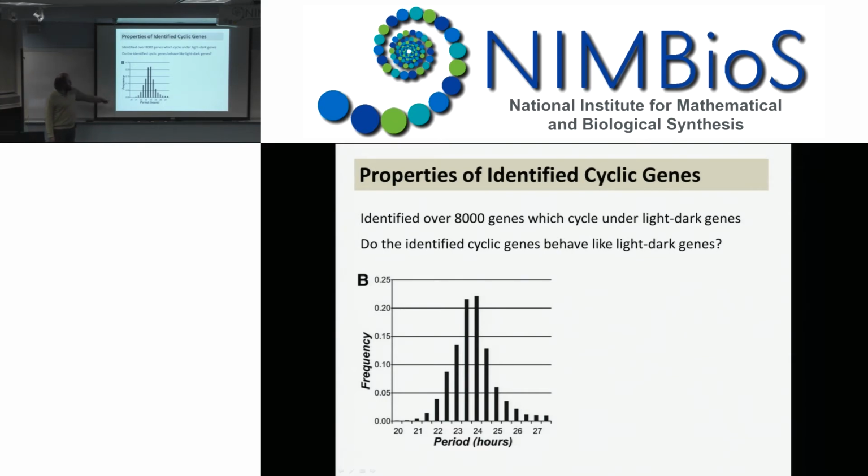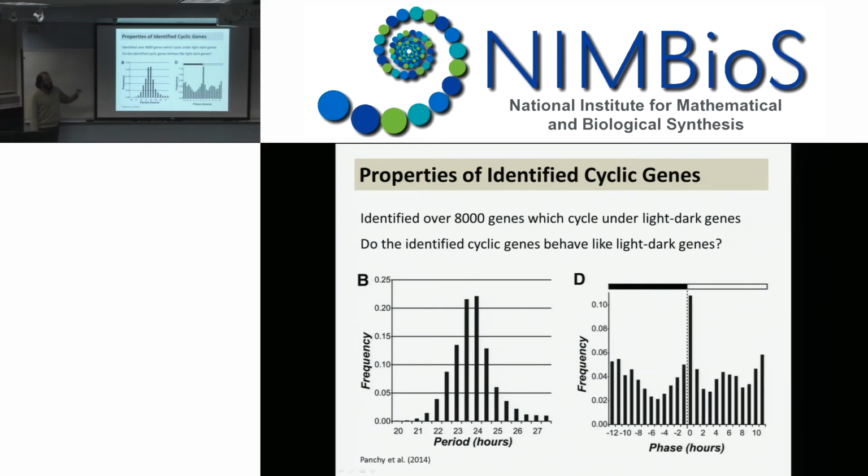First of all, the average period for our identified cycling genes is about 24 hours with a standard deviation of 1 hour or more. This is a biological system. We don't expect things to be perfectly 24 hours. The important thing here, though, is we have this nice bell curve. We don't have a uniform distribution across all periods. There's a bias towards the period we would expect.